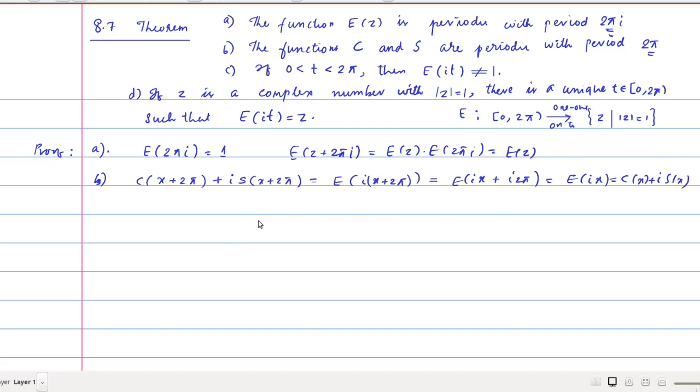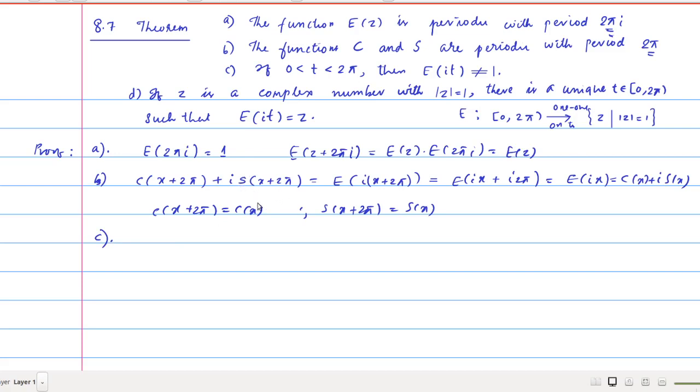So comparing the real and imaginary parts, c of x plus 2 pi equals c of x and s of x plus 2 pi equals s of x. If two complex numbers are equal, we can equate the real parts and the imaginary parts. So that is the proof of the second one.